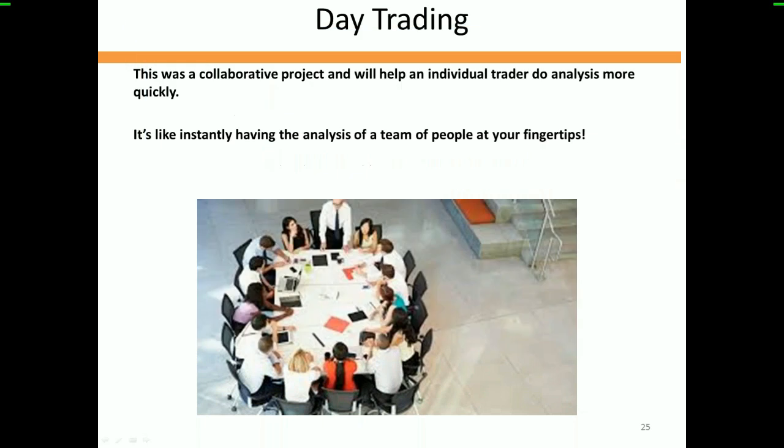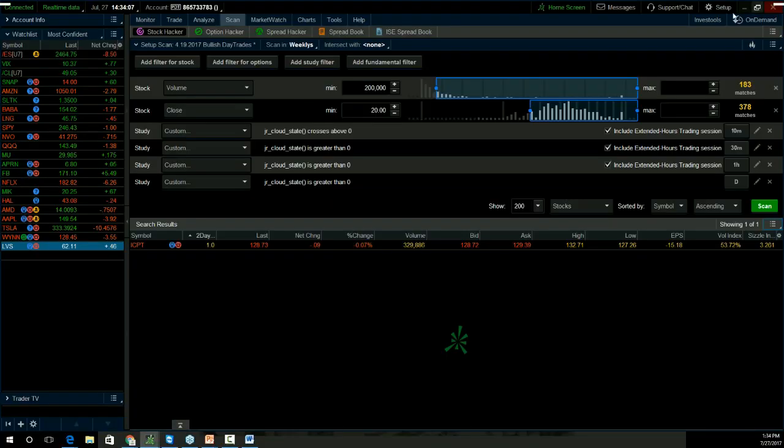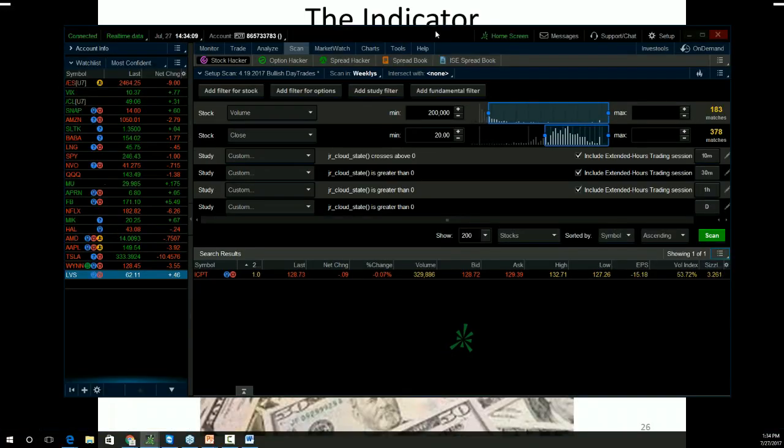Okay. So the triple confirmation system has proven to help our traders become more profitable and more successful. Since it's based on the cloud, it will work for any trading product out there. The cloud is my favorite indicator, and I'm just looking for breakouts of the cloud confirmed on these multiple time frames. Let me just get this right here.